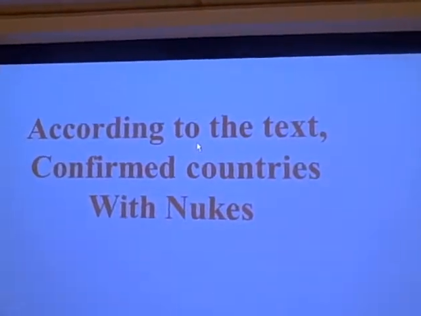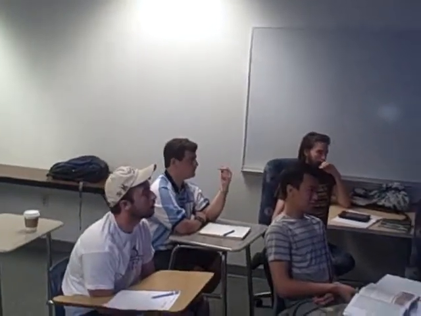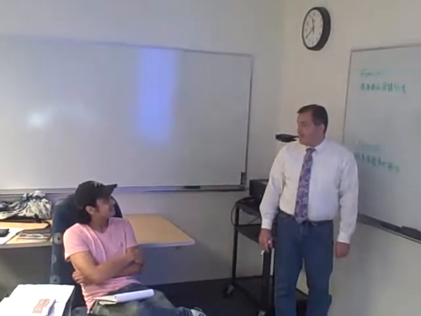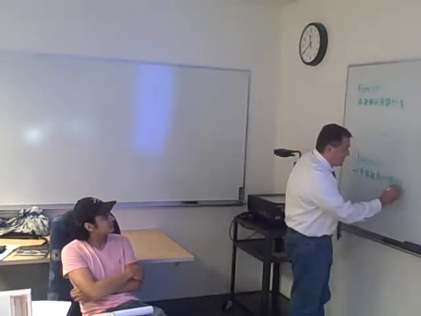According to the text, the confirmed countries with nukes, first I see. Go ahead. USA is 1. Russia. India. China. Great Britain. France. How could you miss France? Those are the ones that are confirmed. Those are 6. Pakistan, yes, that's true. That's 7. Any others? North Korea. That's 8. South Korea had them, but does not anymore.